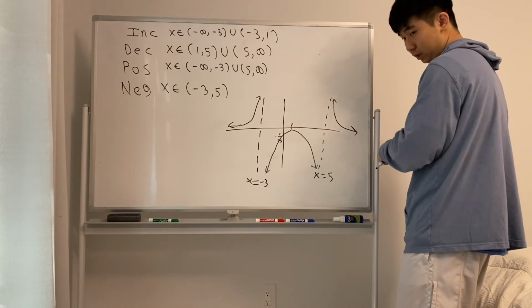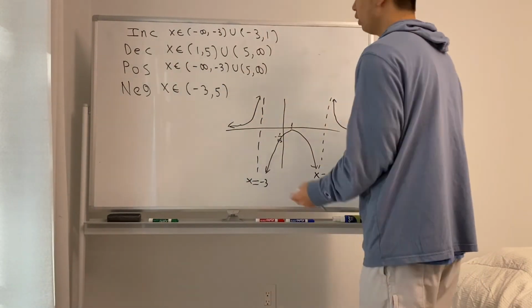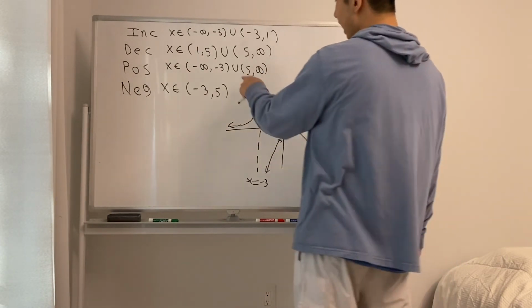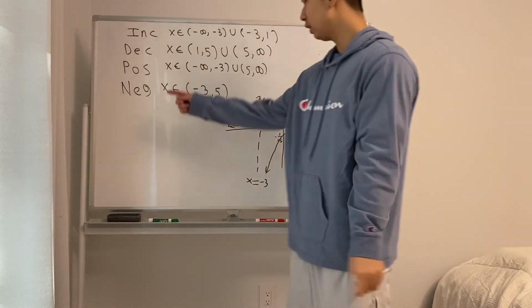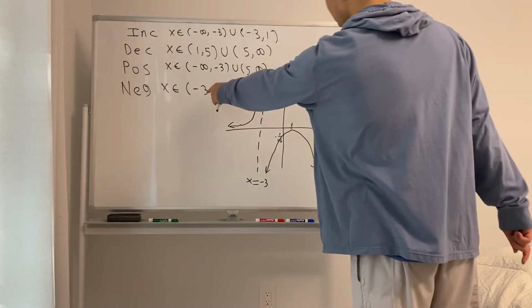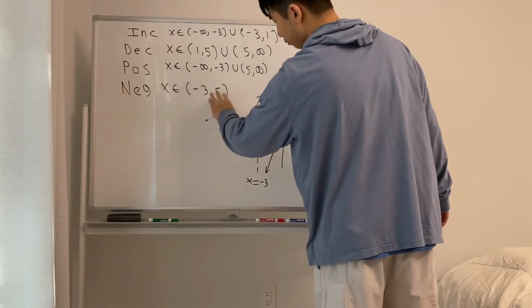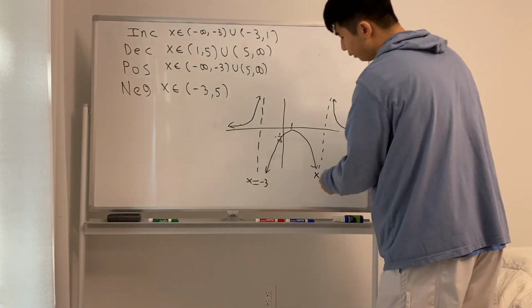When is it positive? This is pretty straightforward. It's positive from negative infinity to negative 3 because it's above 0, and it's positive from 5 to infinity. It's above 0. And when is it negative? Pretty straightforward. It's negative between negative 3 and 5. See, it's this part here, it's below 0 between negative 3 and 5.